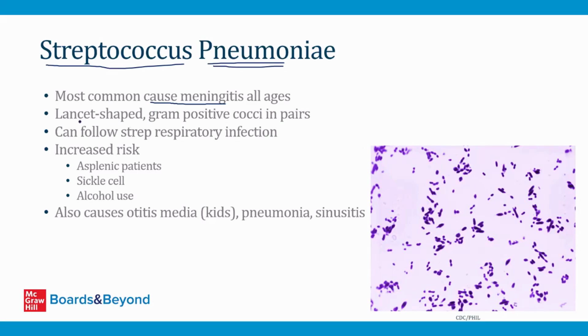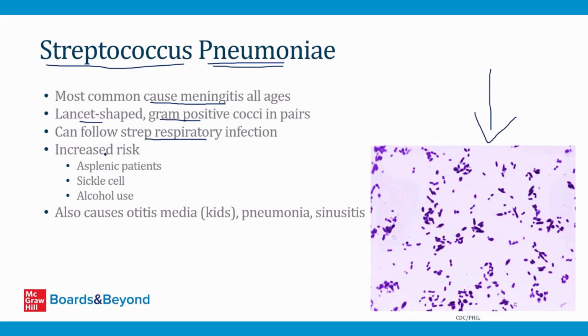Strep pneumoniae are lancet-shaped gram-positive cocci that form in pairs. This is a picture of what they can look like. And this can lead to meningitis following a strep respiratory infection. So one historical clue in a patient with meningitis that they may have a strep pneumoniae infection in their meninges is if they tell you that recently they had a respiratory infection as well.